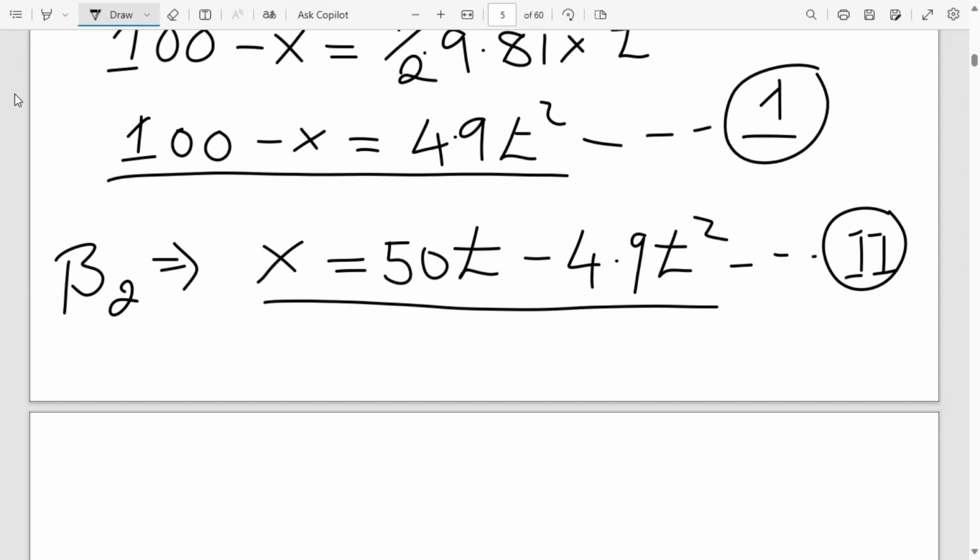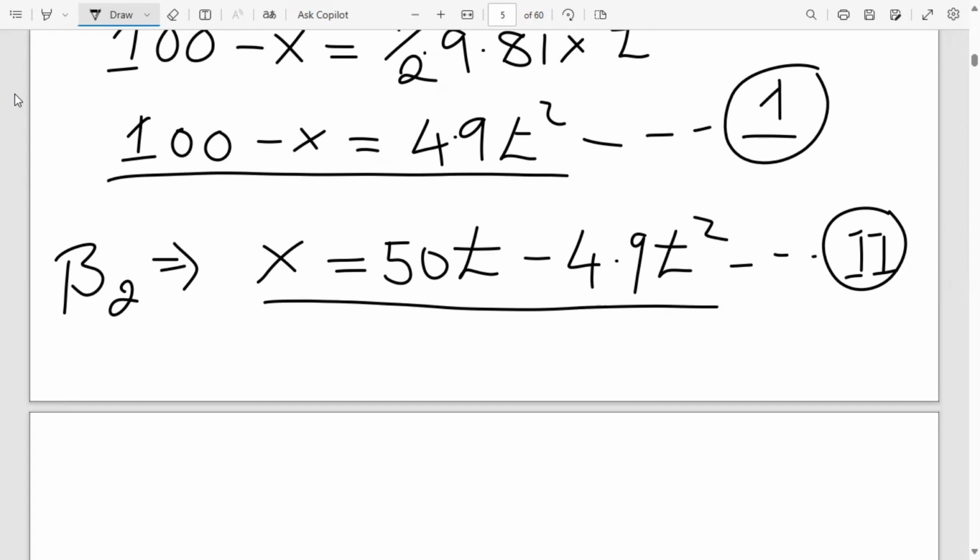Okay, so we are going to add these two equations together. How are we going to do that? You're going to add the left-hand sides of the equation, and we're also going to add the right-hand sides of our equation. That's the only way we can solve this question.